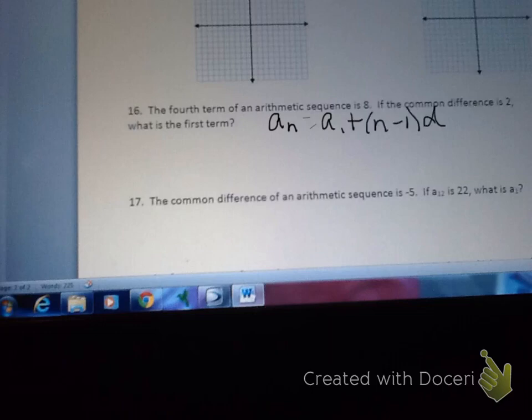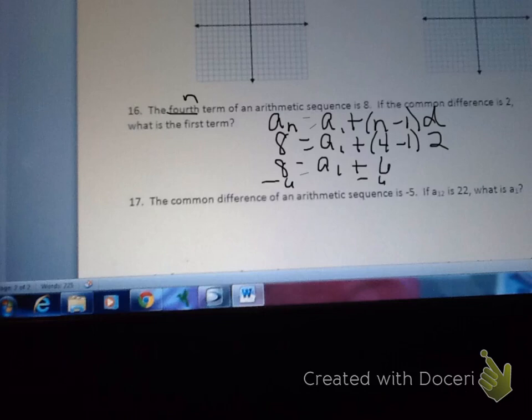Now let's plug in what we know. It says the 4th term, that would be n, of an arithmetic sequence is 8. That's your a sub n. So my a sub n is 8. I don't know my first term, but my n is 4. The fourth term, 4 minus 1, and my common difference is 2. So that's 8 is equal to a sub 1 plus 4 minus 1 is 3 times 2 is 6. So we just subtract 6 on both sides, and we get 2 is equal to a sub 1. So that is your first term.